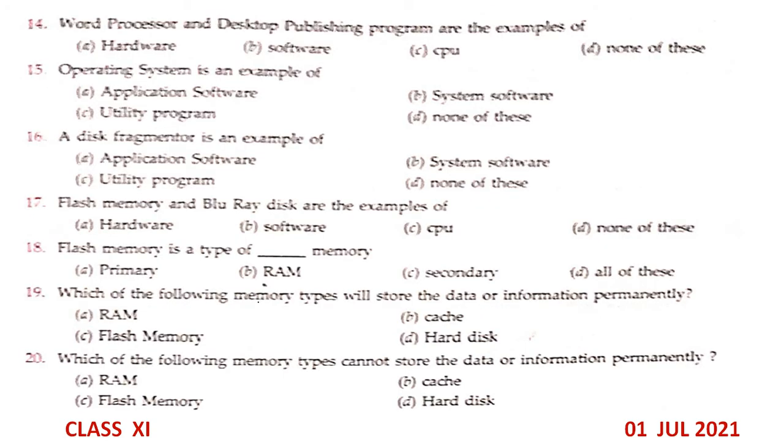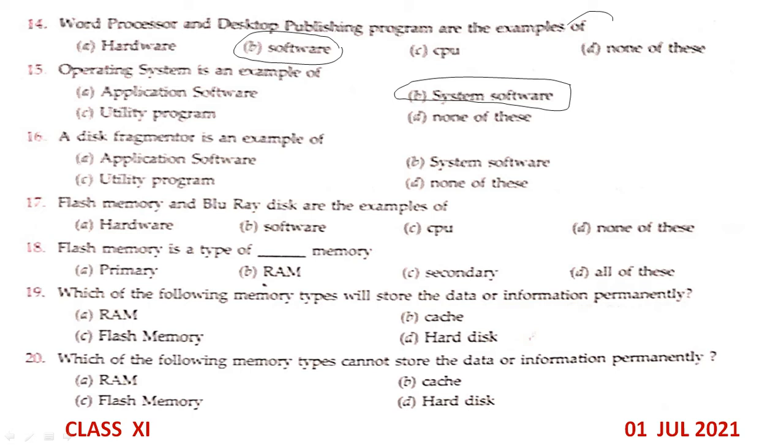Question number 14. Word processor and desktop publishing program are the examples of what? Software, hardware, CPU, none of these. Answer is software. Operating system is an example of application software, system software, utility programs, and none of these. Operating systems are examples of system software.